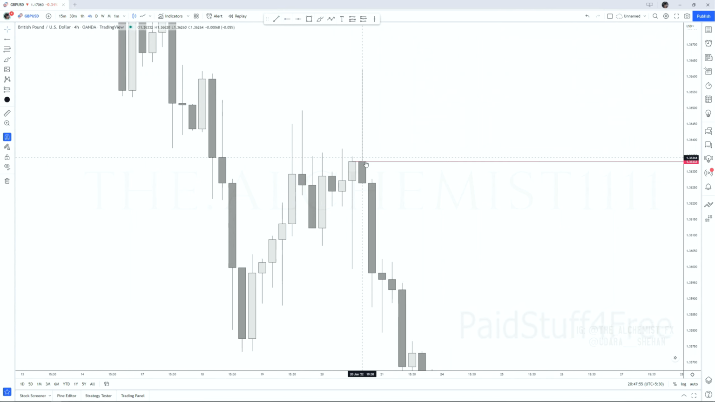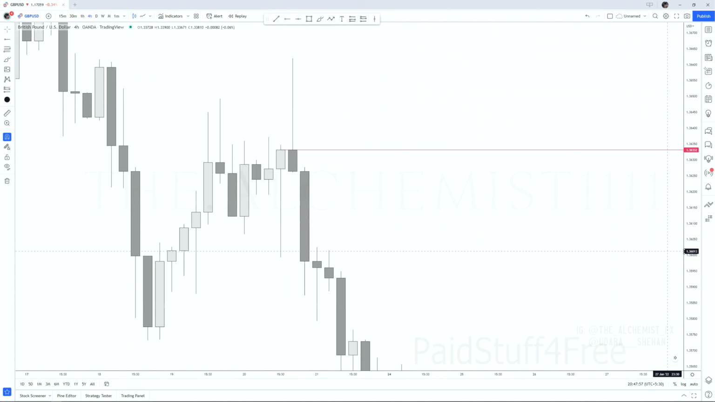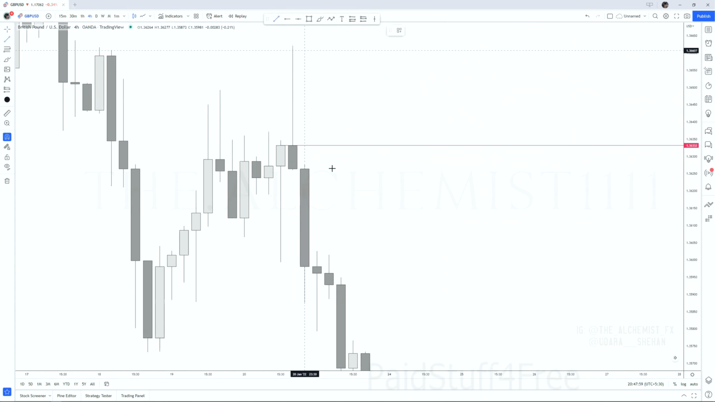This right here is what we call a rejection block. And remember, there's a simple rule to it. Let's say we have a candle or a wick that has tapped into it like this. So we are not going to use this level anymore. We're only going to use fresh levels like this. Now look at this.